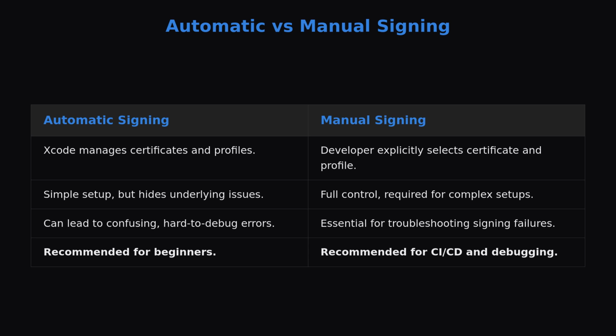When troubleshooting complex signing failures, you must switch to manual signing to isolate whether the issue lies with the profile itself or with Xcode's automated management logic. Manual configuration ensures the developer controls exactly which certificate and profile are used for the build process, overriding Xcode's attempts to repair or regenerate signing assets automatically.